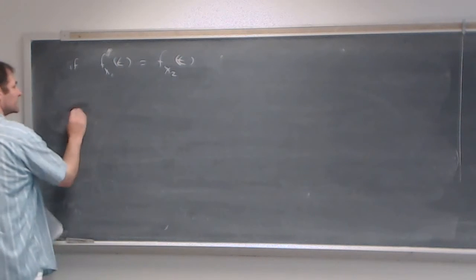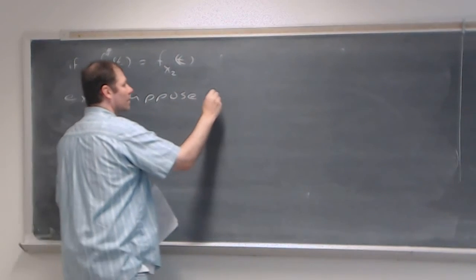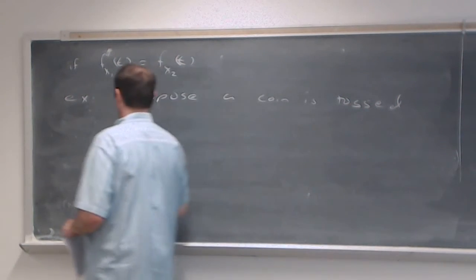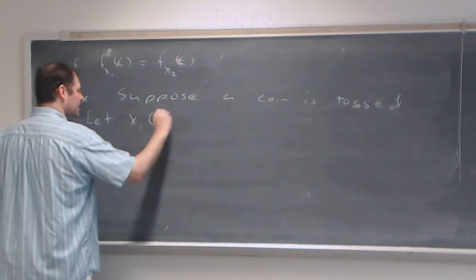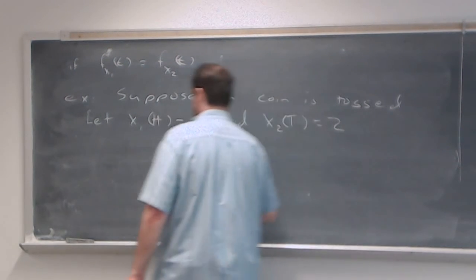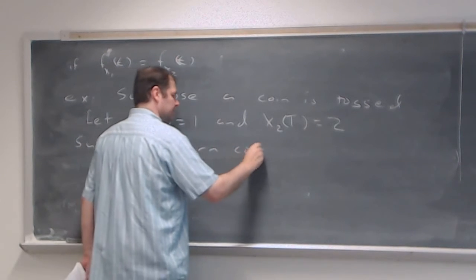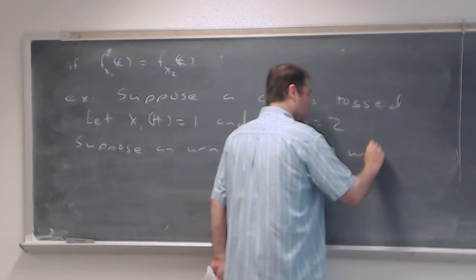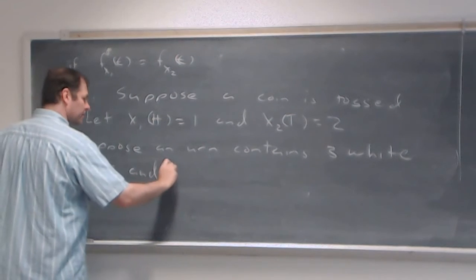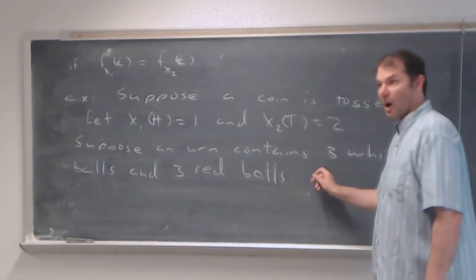And let's look at a very quick example of this. So let's suppose a coin is tossed, and we let X1 of heads equal 1 and X2 of tails equal 2. Suppose an urn contains 3 white balls and 3 red balls. A ball is selected at random.